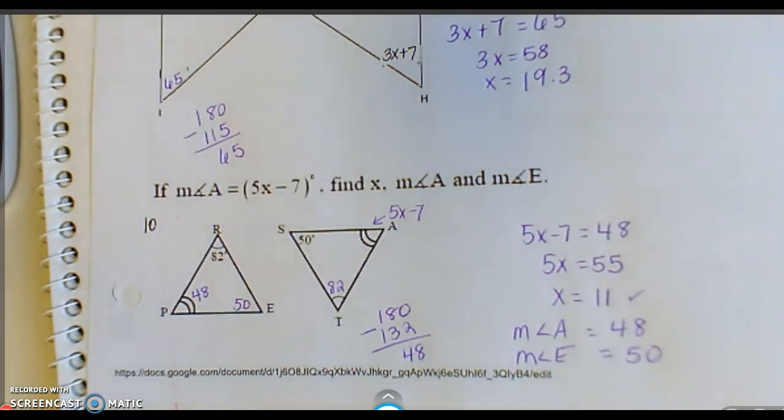And so there's the process. So you'll have some problems like we did at the beginning where you identify the sides and the angles. And then you'll have some problems where you just have to set things equal and make sure you're following along to solve.